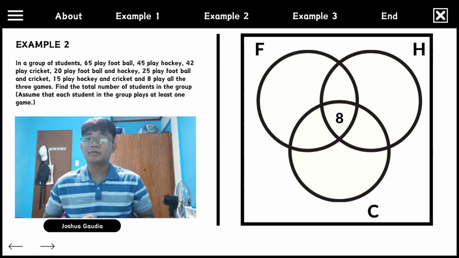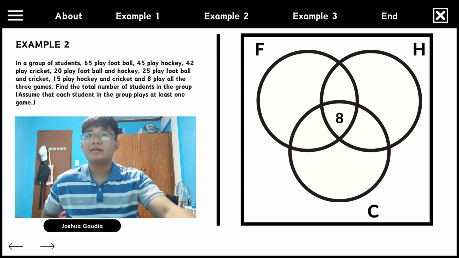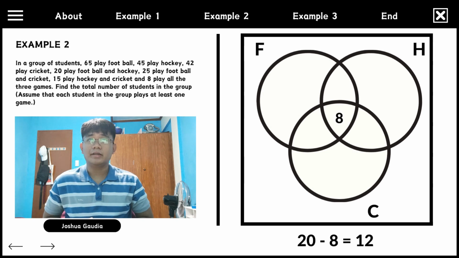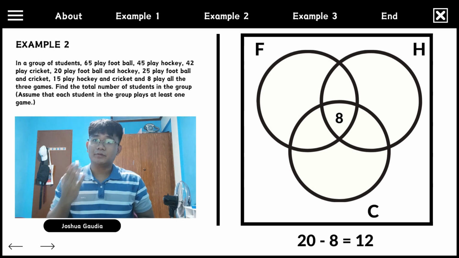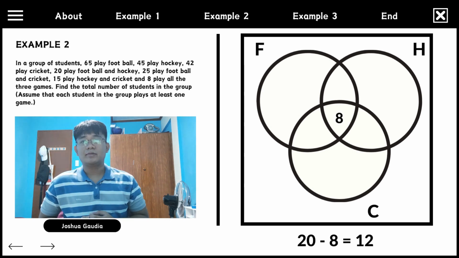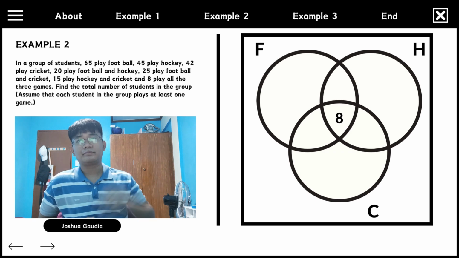Next, we input the students who play 2 sports. We could take the 20 students who play football and hockey and put it in the space where the F circle overlaps the H circle. But we need to subtract the 8 students from earlier since they also play all of the 3 games, and that includes football and hockey. So 20 minus 8 is equal to 12.